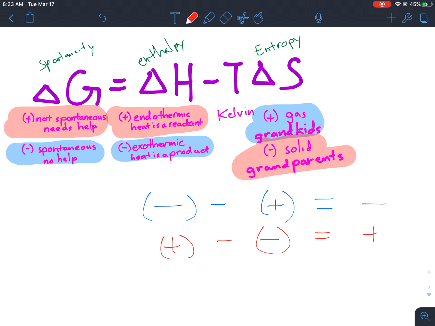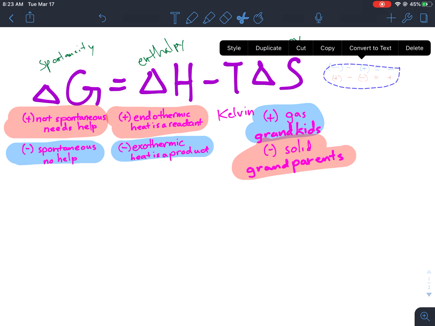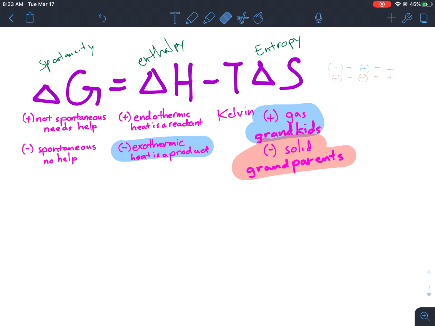Now, the real part that gets pretty tricky is when you have a mix of things. What if you have a positive delta H and a positive delta S? If you have positive delta H and positive delta S, you could be positive or negative in your delta G. It depends. I don't want to say delta S, I want to say T delta S, because T is the thing that affects this.